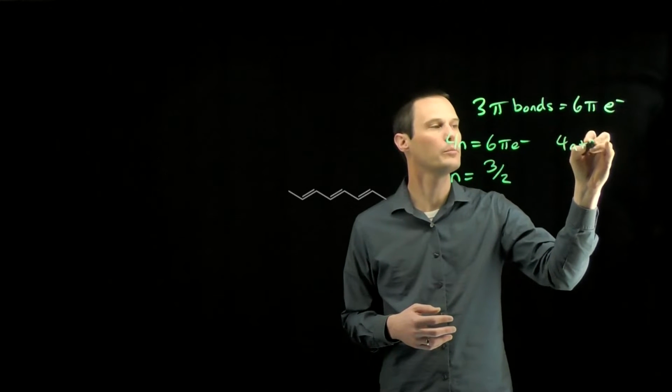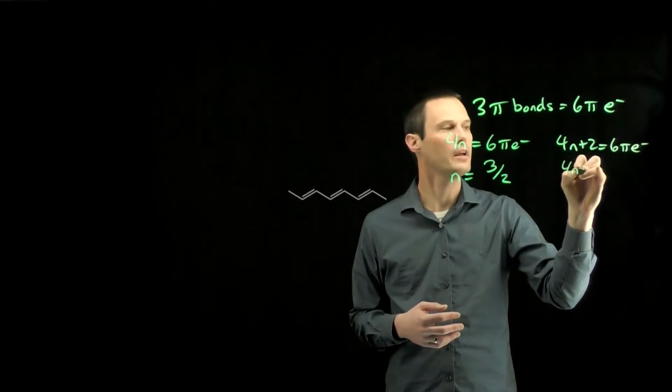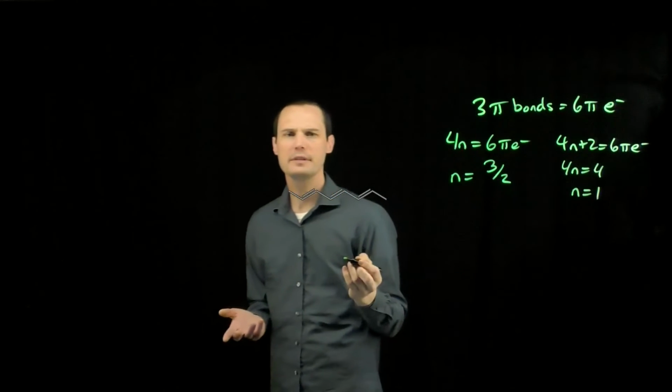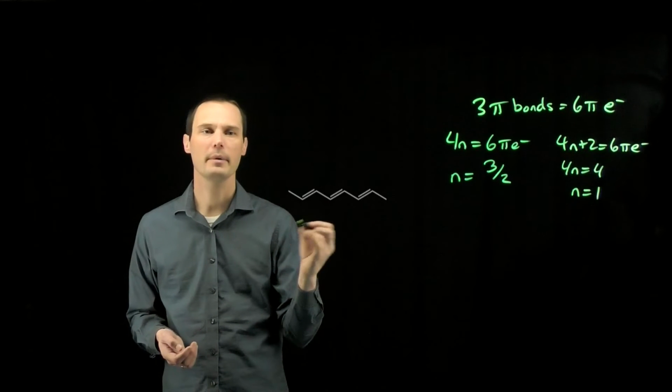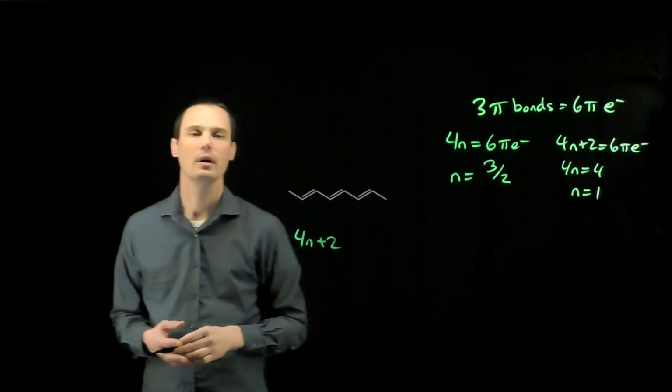If we go with 4n plus 2 equals 6 pi electrons, that means 4n equals 4, and n equals 1. This is an integer. So we would say that this molecule with 3 pi bonds and 6 pi electrons is a 4n plus 2 orientation.